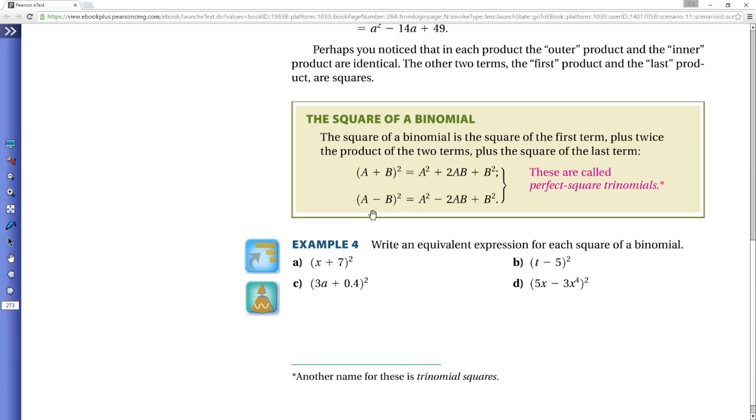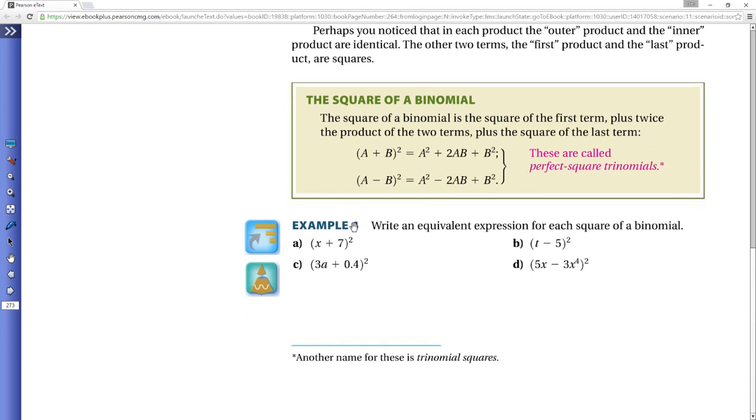Really works the same way here too. First term squared is a squared, right? Last term squared, which would be negative b squared, is a positive b squared. Remember, it would be negative b times negative b, positive b squared. Well, if I take a times negative b and double it, I get a negative 2ab. So it works the same way, okay?